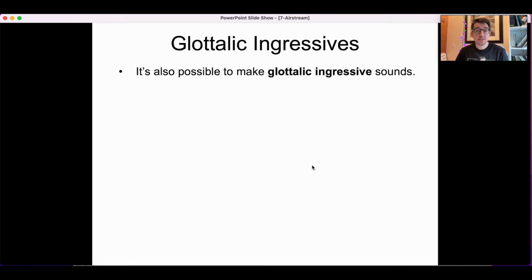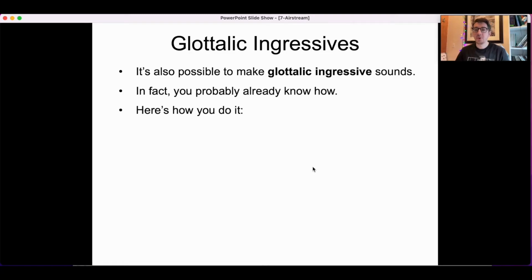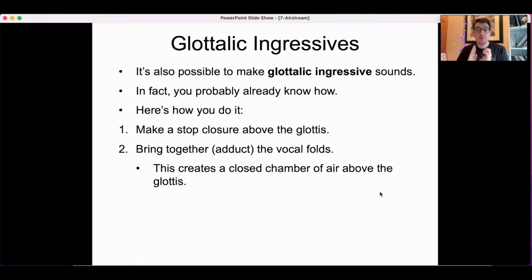Glottalic ingressives are possible to make, of course, and in fact, you probably know how, and now you'll hear some of them. So here's how you do it: make a stop closure above the glottis, somewhere maybe velar, dental, or whichever you want. Bring together the vocal folds. So you make k, for example, and bring together vocal folds.